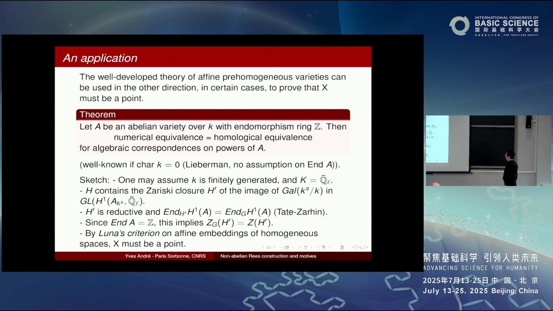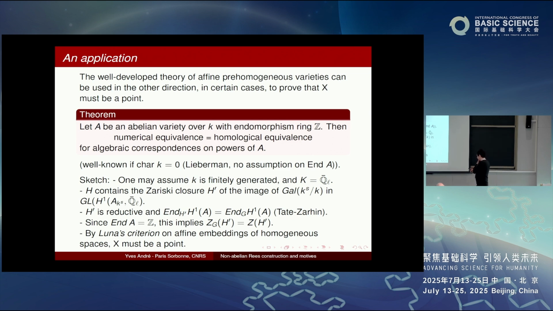You take an abelian variety A over a field K whose endomorphism ring is just Z. In fact, one may assume more generally that the center of the endomorphism ring is just Z. Then numerical equivalence is the same as homological equivalence for algebraic correspondences on powers of A. Of course, this is well known in characteristic 0 by Lieberman, but it's new in characteristic p.